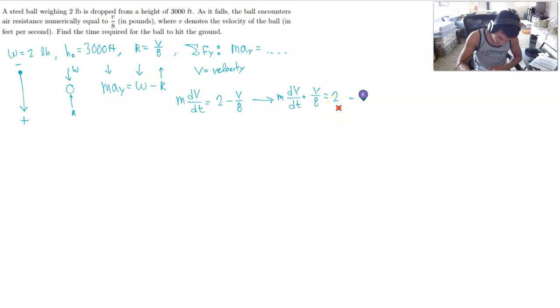So if I divide by M, we get dV dt plus V over 8M is equal to 2 divided by M. You guys get what I'm saying. I'm writing it. Okay, and then let's write what M is.